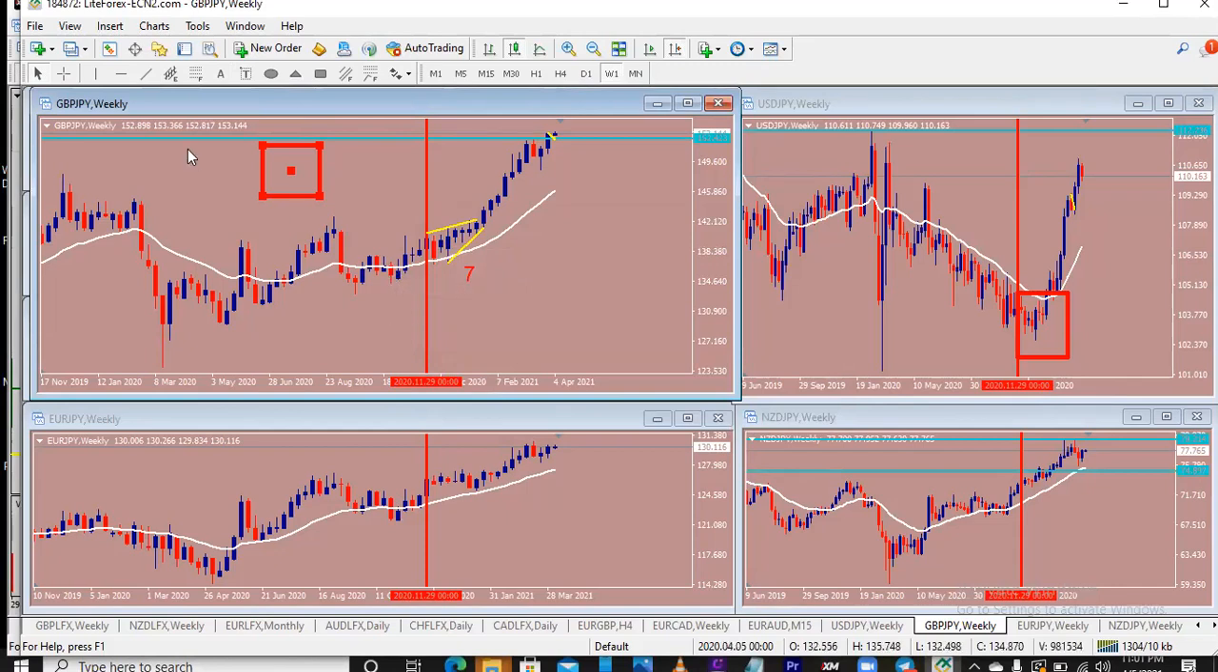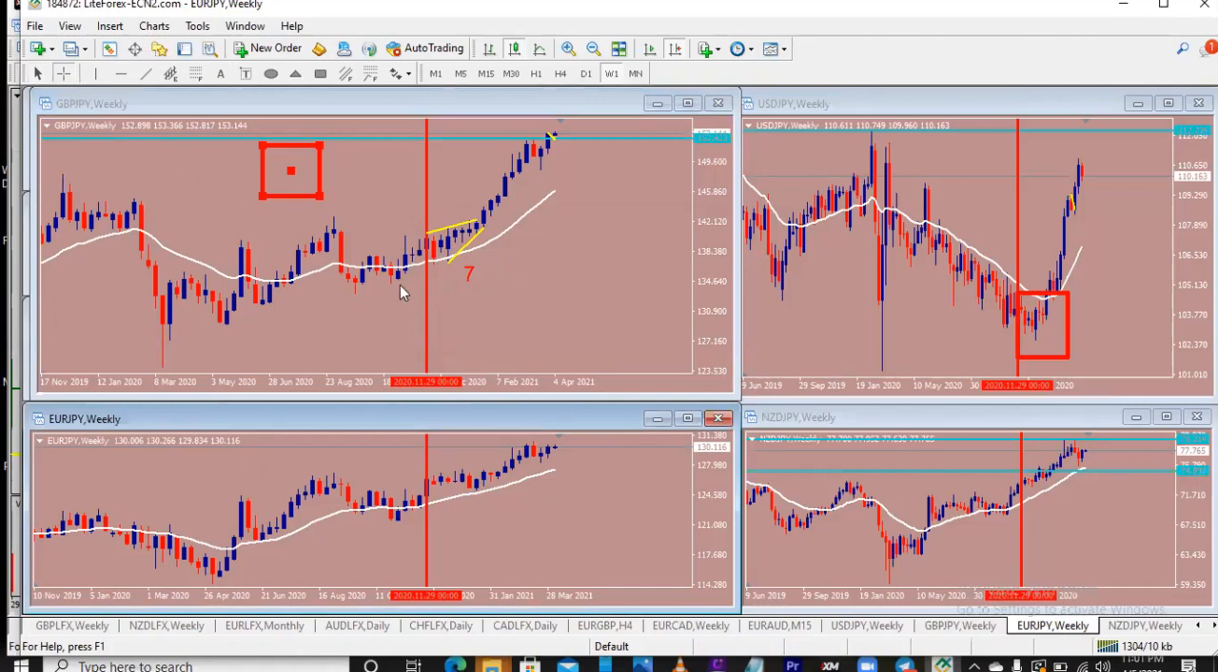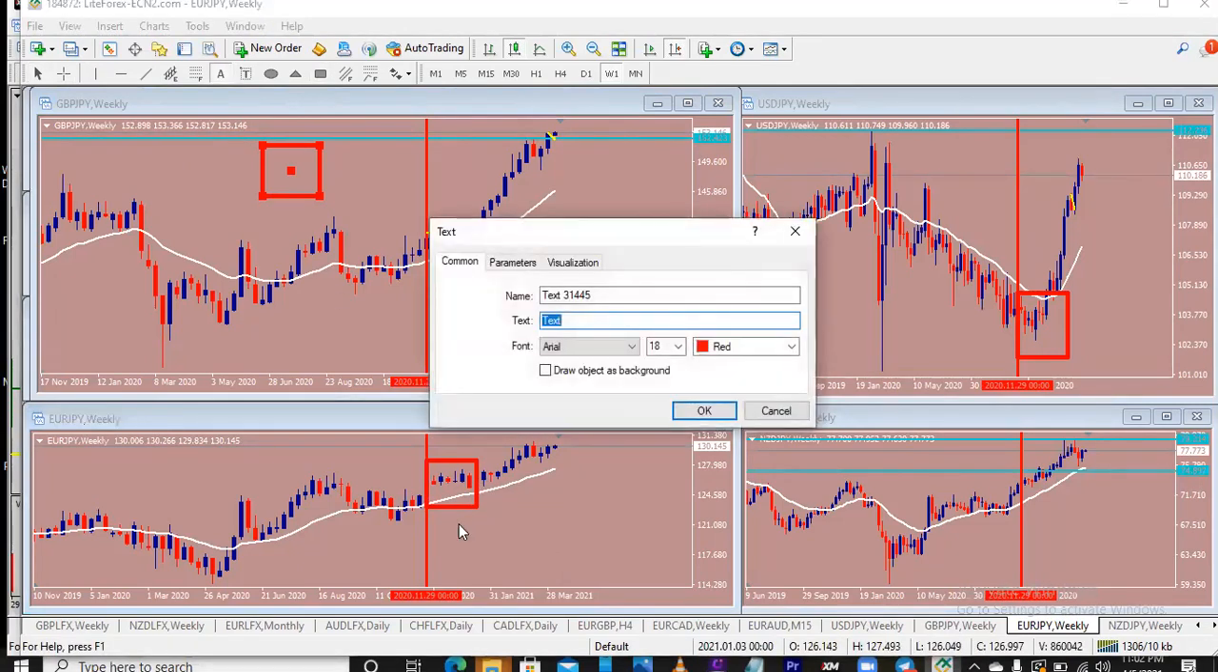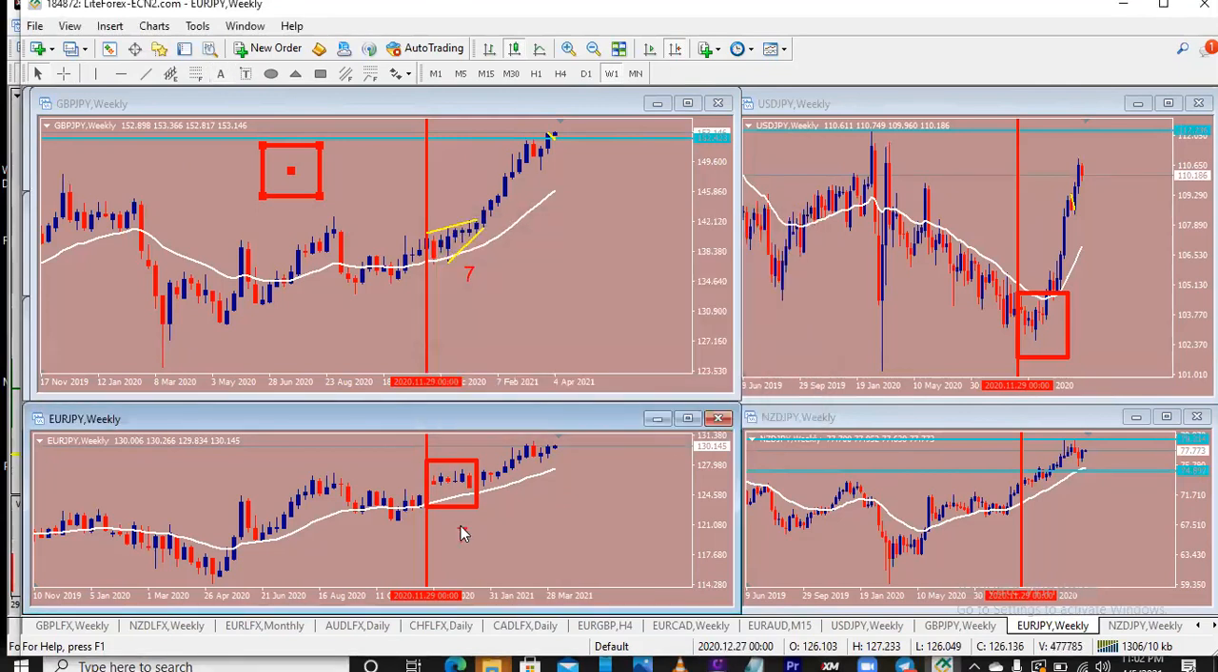Now let's look at Euro JPY. Let's count Euro JPY. This is the day. 1, 2, 3, 4, 5, 6, 7. Now this is Euro JPY. Euro JPY looks like what? A retracement because it has a drop, right? Looks like it's consolidating. Good. That means it did retrace now.